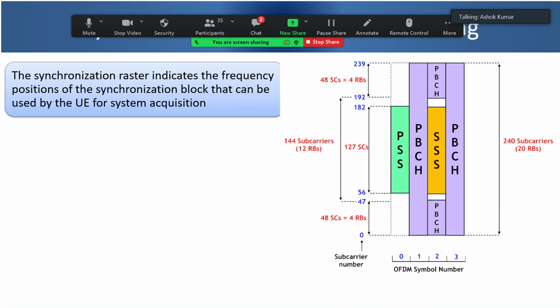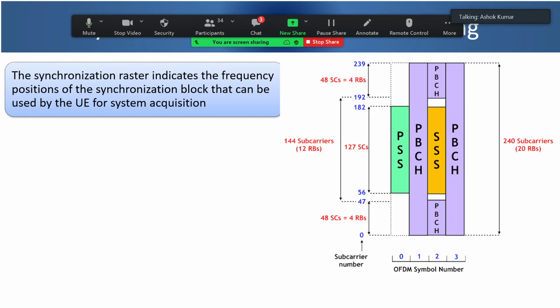So as I was explaining, the synchronization raster is nothing but the frequency position of the synchronization block that can be used by the UE for system acquisition. So that means you cannot put the SS block anywhere. Those positions are already defined, right? So your device will look at those positions only.